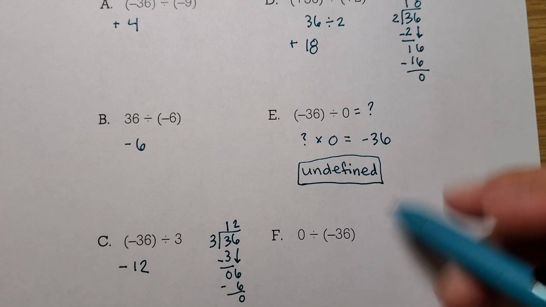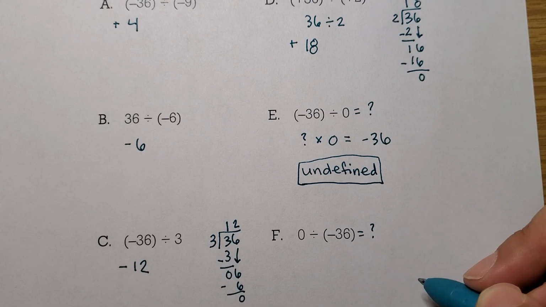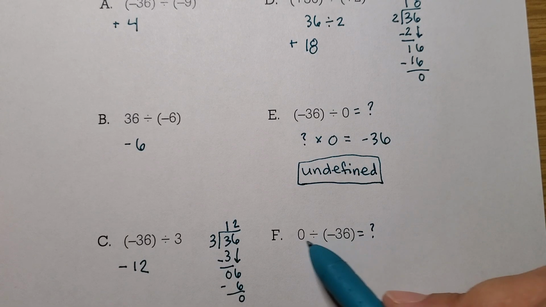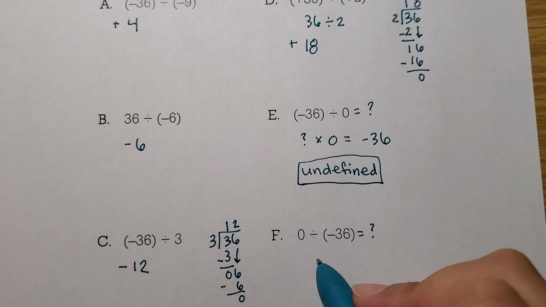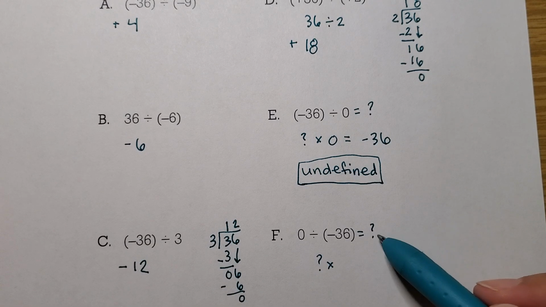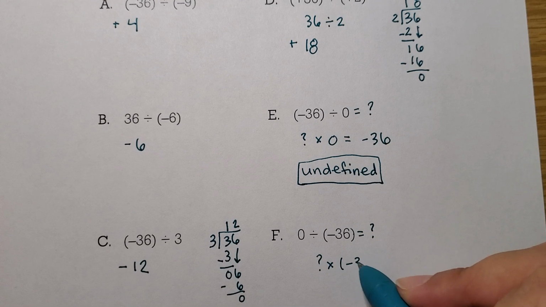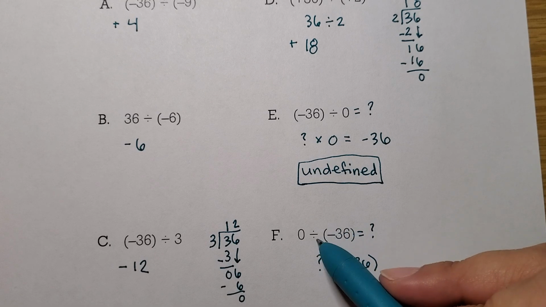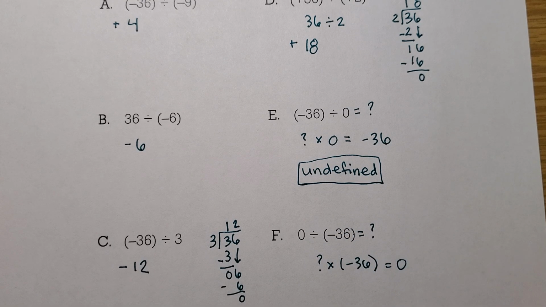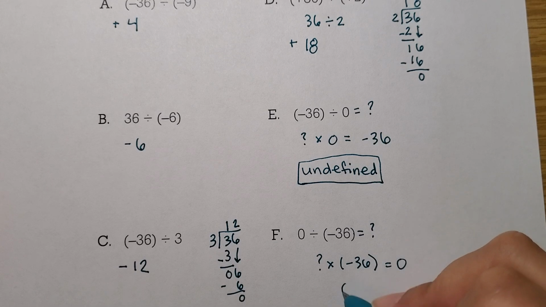For part F, if I think of this the same way, reading backwards as multiplication, it means what number times negative 36 is going to equal 0? That's what it means. Well, in order to get 0, anything times 0 is 0. So our answer here is 0.